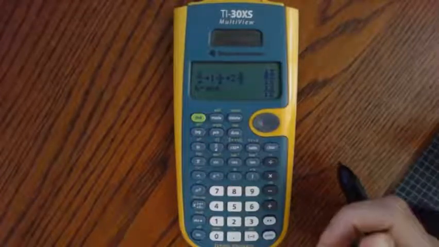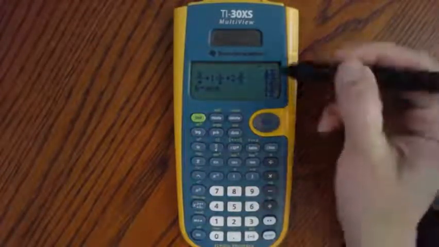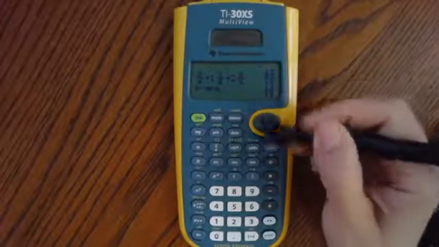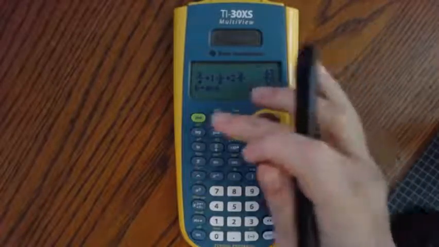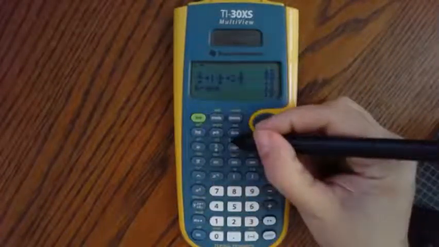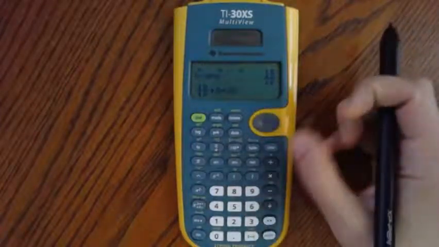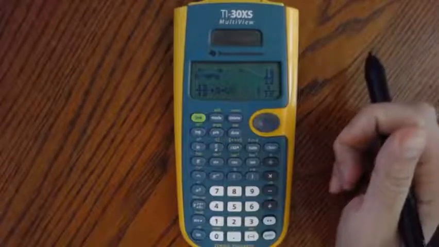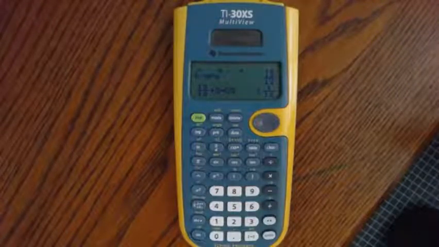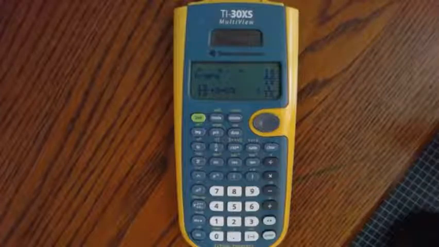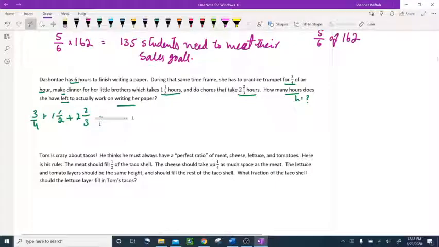You can have a mixed number, because if the numerator is bigger than the denominator, you can have a mixed number. So I'm changing this into a mixed number using a calculator. So I'm going to hit second, and you see up here the simple fraction to mixed to simple fraction. I'm going to hit that and enter. 1 hour and 1/12. That's how much she actually has to work on her paper. So let's go back to the worksheet.